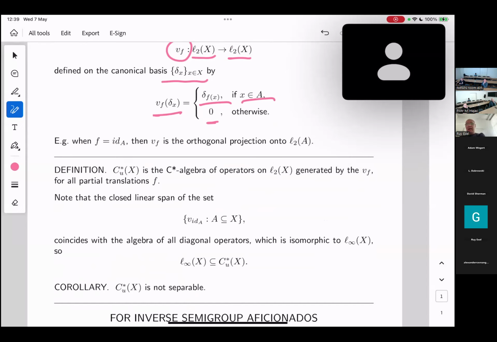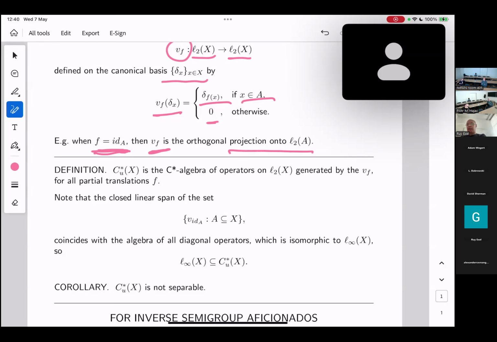Okay, so let's talk about a special case of partial translation. If you choose any set A and look at the identity function on A, that's a special case of a partial translation, right? And VF, what is VF? It's certainly going to be the orthogonal projection on L2 of A. So those are trivial examples of partial translations, which at the same time are very important in the theory.